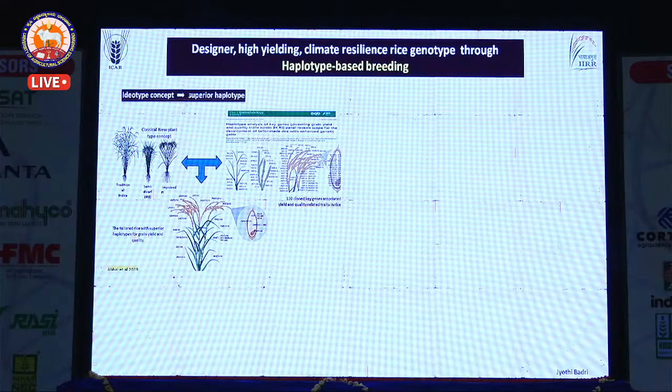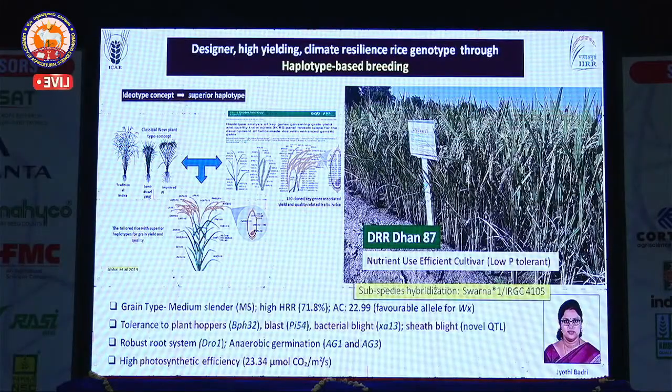Deploying this approach, my colleague Dr. Jyoti has developed a very good variety called DRR-87 in the background of a variety called Swarna. And in this particular breeding approach we followed a recombination breeding approach with a reduced backcross breeding approach.